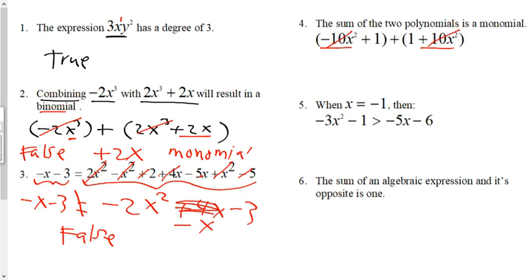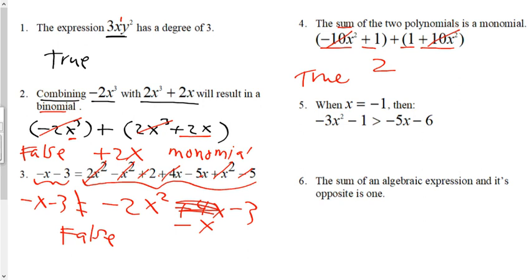In question 4, these two that I canceled out are zero pairs, algebraically speaking. I'm left with a positive 1 and a positive 1, which makes it 2. So the sum of these two is a monomial. The answer is true. The monomial of 2 is still a monomial, even though it doesn't have a variable.